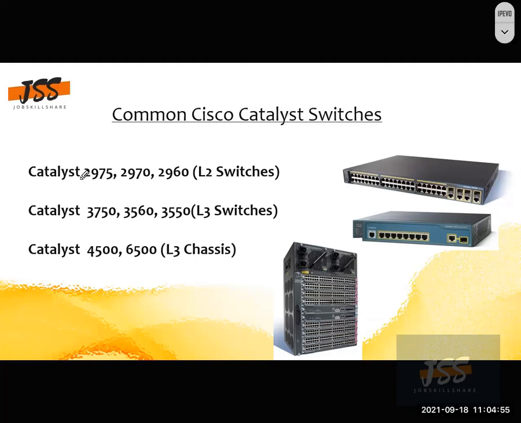Okay, so if we talk about the layer 2 switches, these are the main models: 2975, 2970, and 2960. You can remember this just by the digit 2. It means these belong to the layer 2 switches of the Catalyst switches.